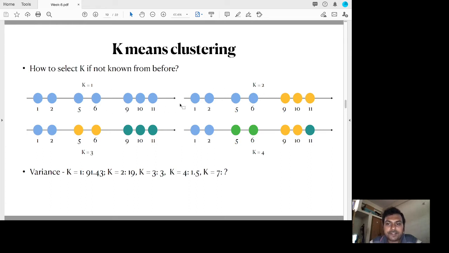calculate the variance for all these cluster assignments. If you compute the variance for k equal to 1, it will be 91.43. For k equal to 2, it will be 19. For k equal to 3, it will be 3. And for k equal to 4, it will be 1.5. Okay, what will this value be if I set k equal to 7? It will decrease further.